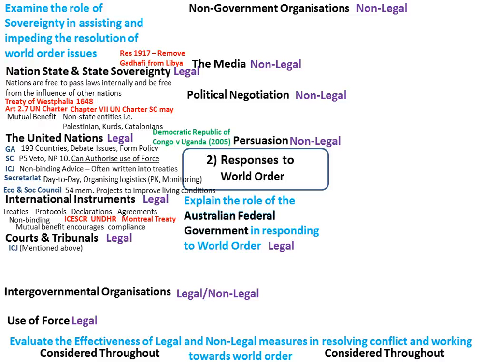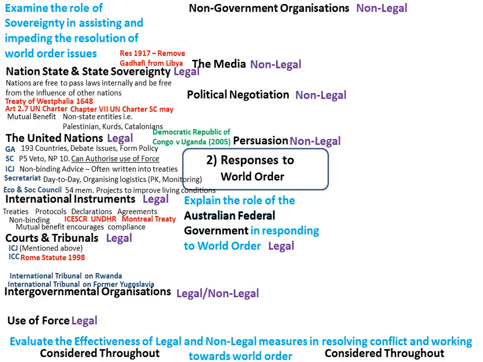Okay, there's a couple of important courts. The ICJ, mentioned above, part of the UN. The ICC, the International Criminal Court. We have a couple of tribunals as well. The International Tribunal of Rwanda and the International Tribunal of the former Yugoslavia. Okay, so let's just skip over the ICJ because we've done that. We'll go to the ICC.